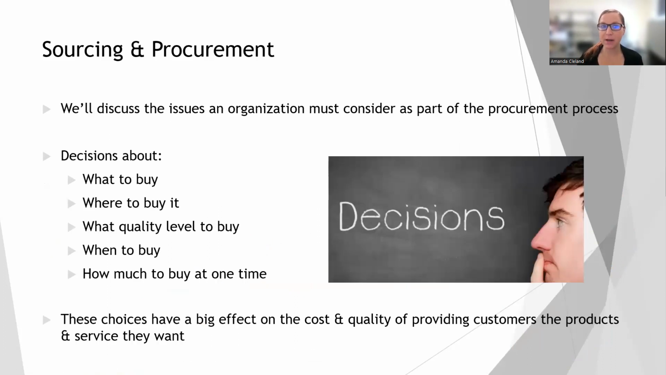We've got to think about all the different issues that an organization must consider as part of the procurement process. Again, we've talked about our sandwich analogy. We're going to talk about regular business types of decisions and issues. We've got to make decisions about what we're going to buy, where we're going to buy it, what level of quality to buy, when to buy, how much to buy at one time, and the pricing for what we buy. These choices that procurement makes have a really big effect on the cost and the quality of providing our end consumers with the products and services that they want.